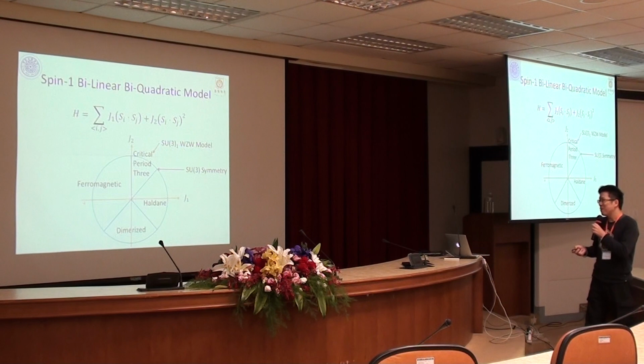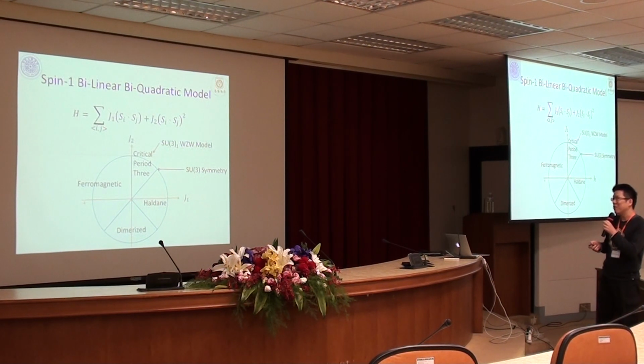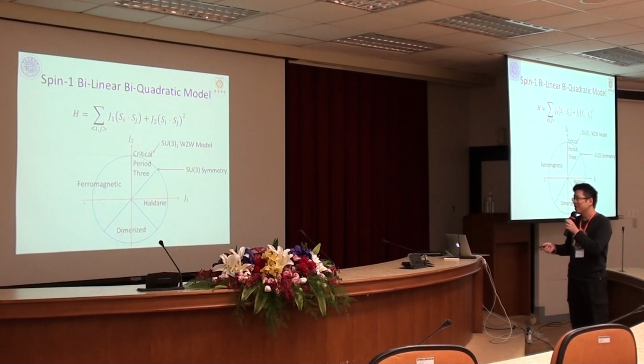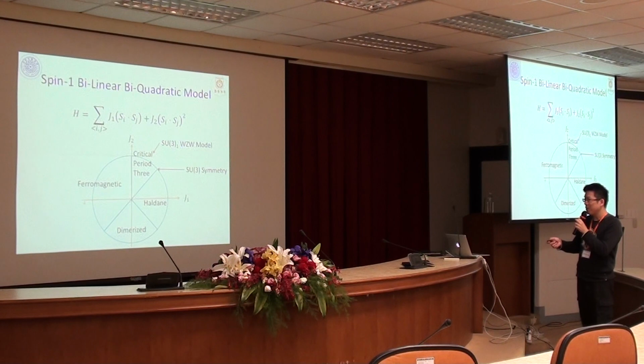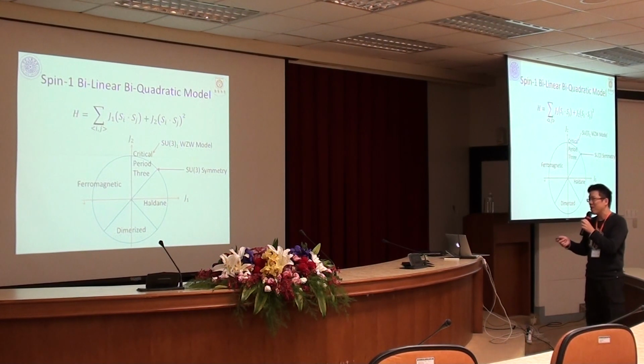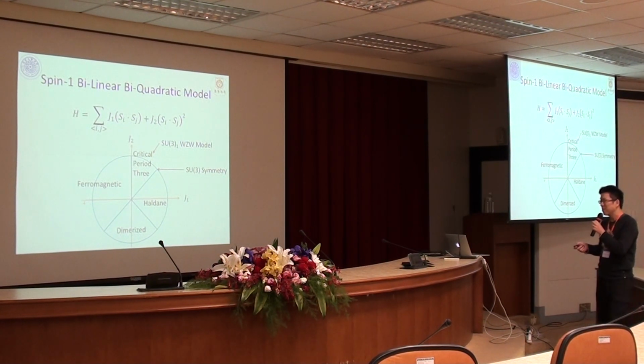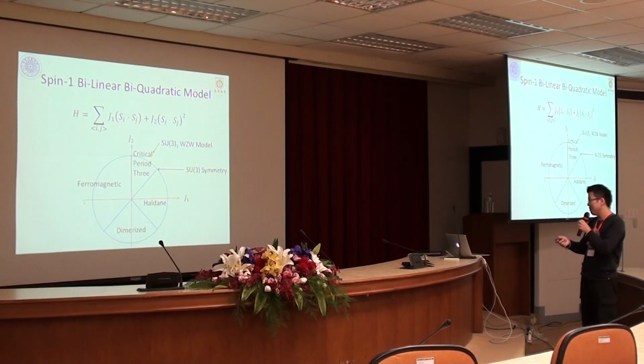To do this, we go back to the spin 1 bilinear biquadratic model, because it's known that when J1 is equal to J2, the system has exact SU3 symmetry, and there is an extended critical period 3 phase, which is described by the SU3 level 1 WZW model. So we want to learn some lessons from this model.